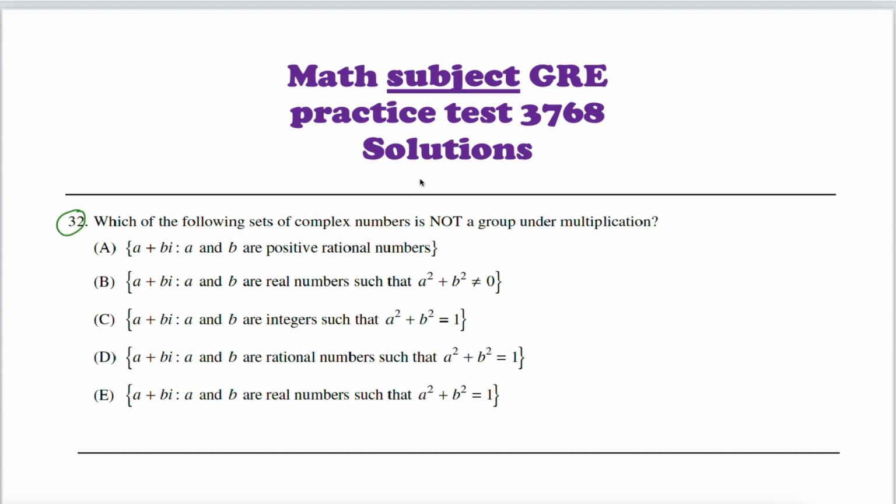All right, question 32 on the math subject GRE practice test. This question is kind of fun. We get into some group theory. What we're asked is which of the following sets of complex numbers is not a group under multiplication?